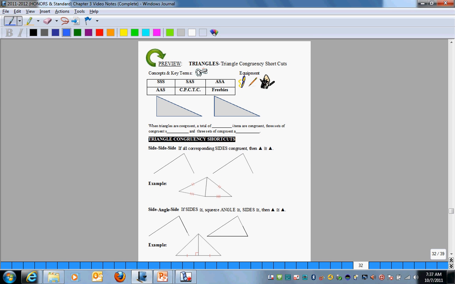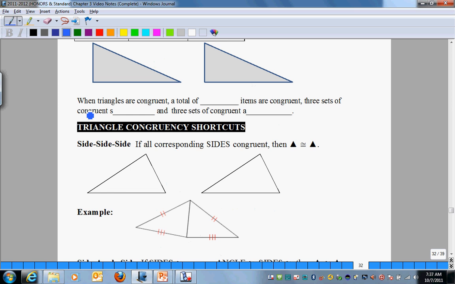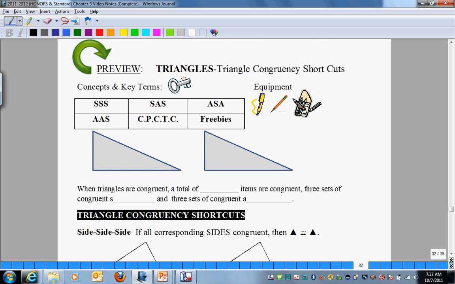Okay, we're going to preview triangle shortcut congruencies. From the last lesson, we learned that when triangles are congruent to begin with, put a congruent symbol here, you're actually going to have 6 pairs of items which are congruent.